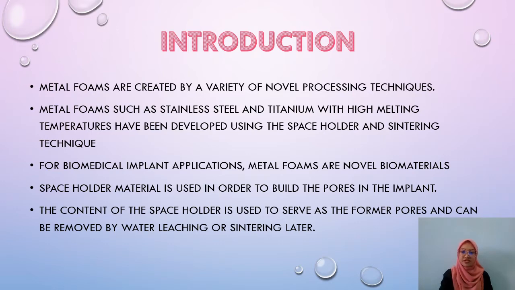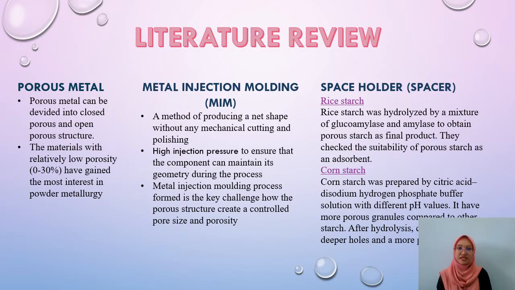leaching and sintering technique. The literature review of this project are: first, porous metal. Porous metal can be divided into closed porous and open porous structure. The material with relatively low porosity, 0 to 30%, have gained the most interest in powder metallurgy.